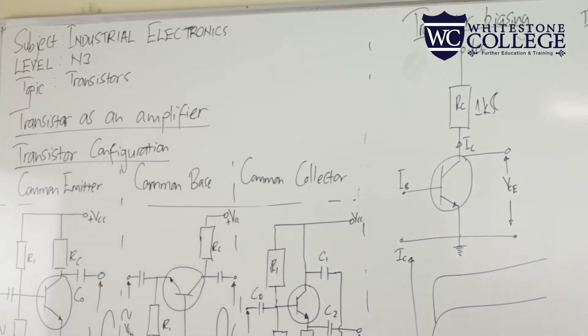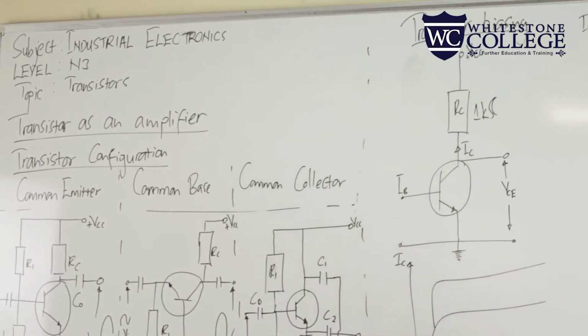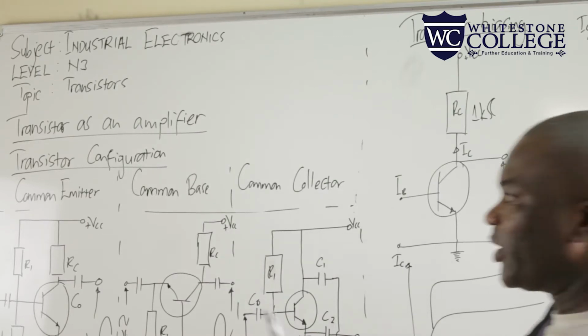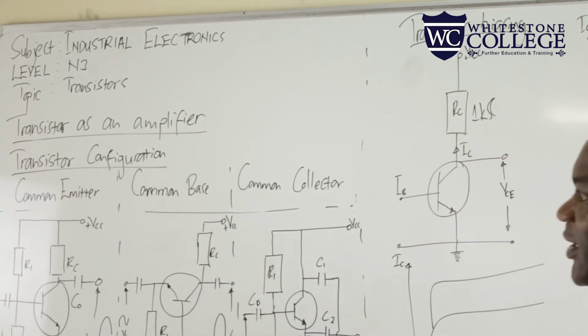There are three ways in which we can set up a transistor. We call that setup transistor configuration. We have what you call common emitter configuration, common base configuration, and common collector configuration. Why do we call them common emitter, common base, common collector?